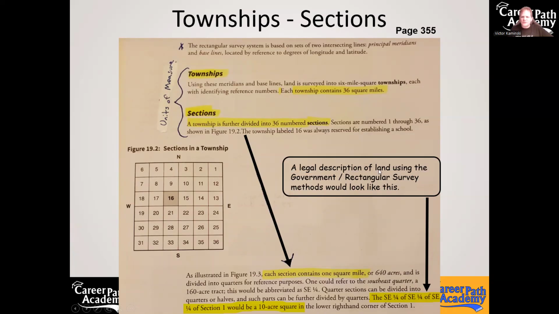And this is the way a legal description of land using the government or rectangular survey method would look. So if they ask you on the exam, what legal description of land is this? The SE quarter of the SE quarter of the SE quarter of section 1 is 10 acres in size. Well, that would be the government or rectangular survey system. Now, what does that mean? How do you break that down? I'll show you in a moment. Let's just first get the highlights in and let me know when you've got it.